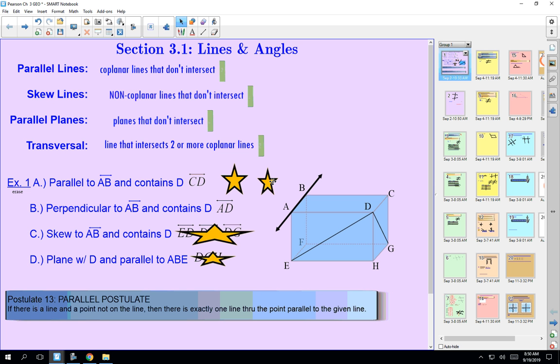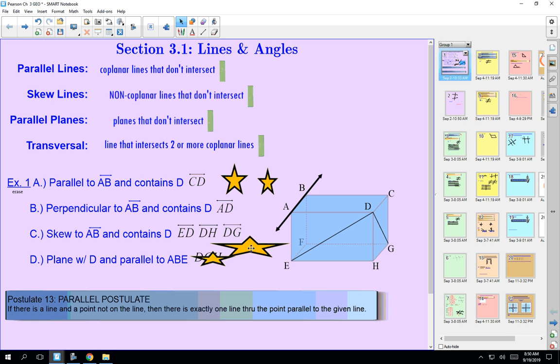So right here we've got skew to AB and contains D. So we're going to look for some non-coplanar lines, some lines that are not in the same plane as AB. So they couldn't be in this top part of the box. They can't be in the top part of the box, nor on this left side of the box, nor in some imaginary plane that comes diagonally through here either. But in terms of the planes that we have drawn up here, it can't be in this vertical left side of the box nor the top part of the box. So some ones that would work here would be ED.